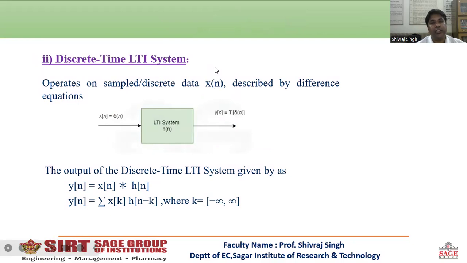A discrete time LTI system basically operates on the discrete signal, that is x of n. According to LTI system theory, mathematically the output of the discrete LTI system is given by y of n equal to x of n convolution h of n, which is represented as y of n equal to summation of k going from minus infinity to plus infinity x of k into h of n minus k. This h represents the delay factor by k units.